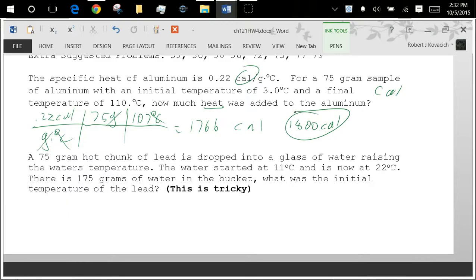What's wrong? Me? Nope. How do you decide which one is the one that goes? The smallest number of significant figures. So how many do you have with the 0.22? And the 75? And the 3.0? And the 110? So how many get to use? Two.